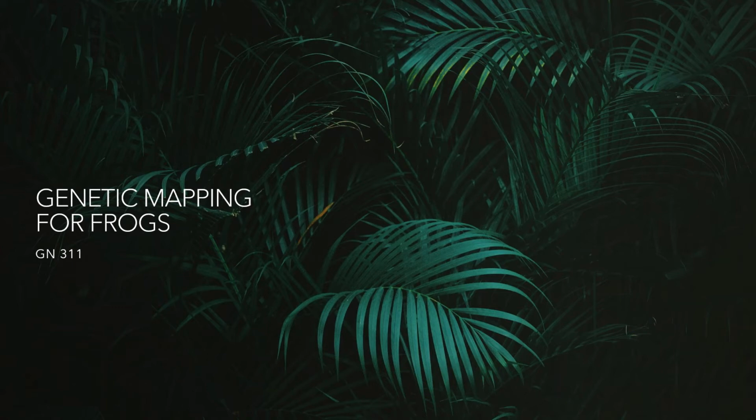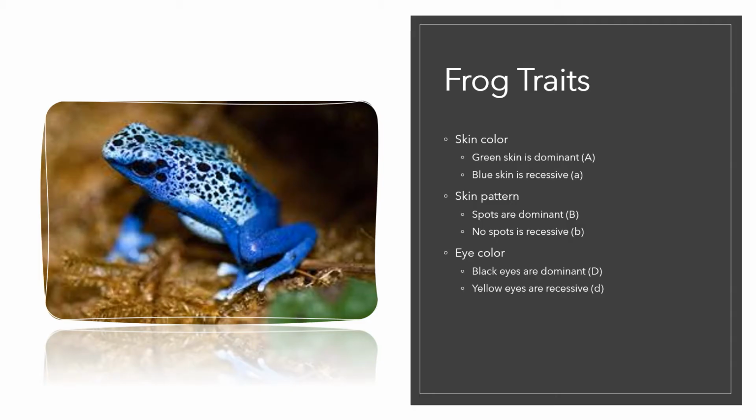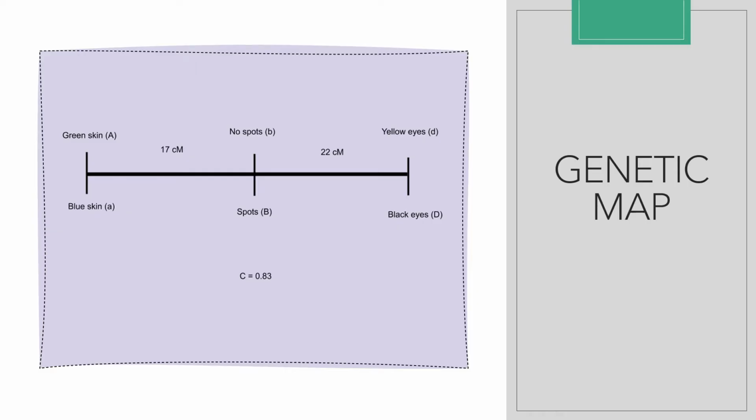Hi guys, so today I'm going to try to explain genetic mapping and we're going to do it for frogs. So here are some traits that we're going to be using. Skin color, green or blue, skin pattern, spots or no spots, and eye color, so either black or yellow eyes. This is the genetic map.